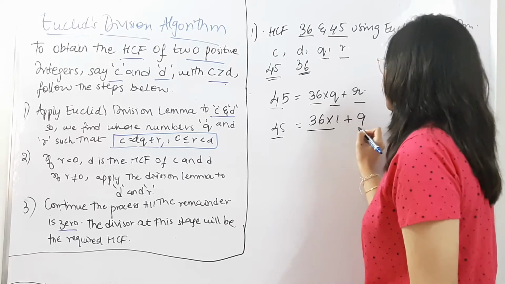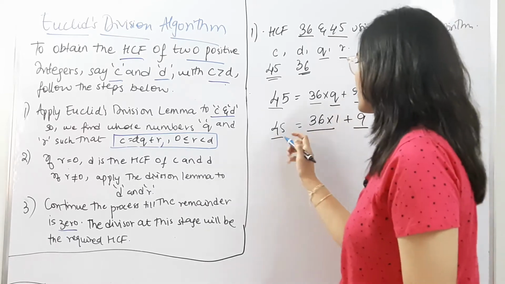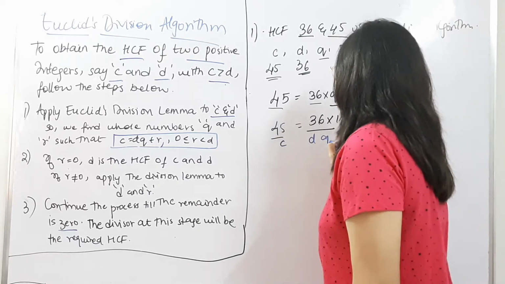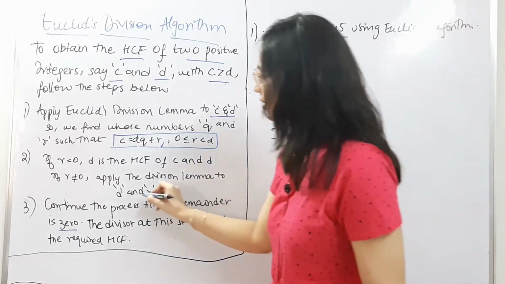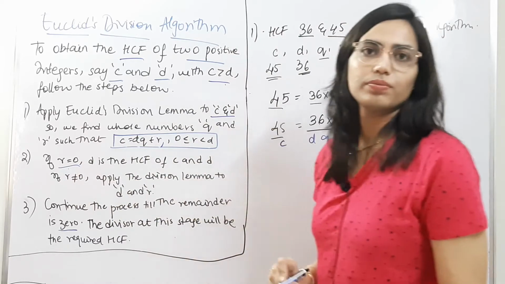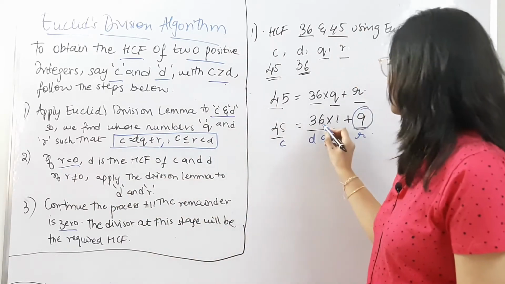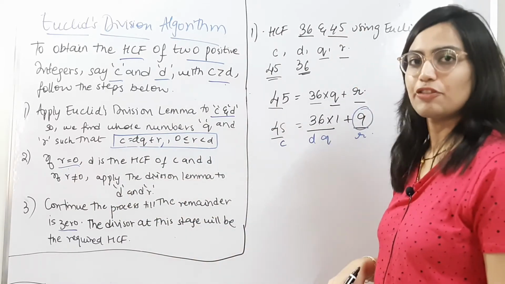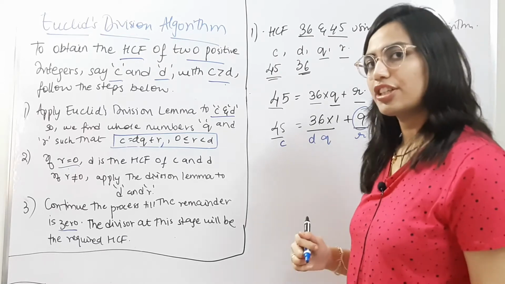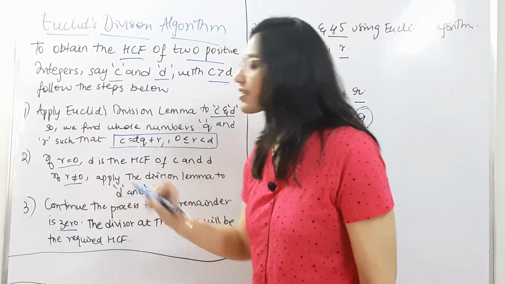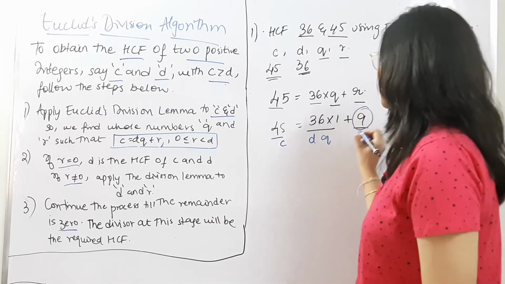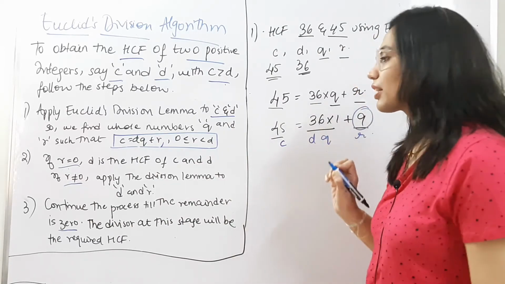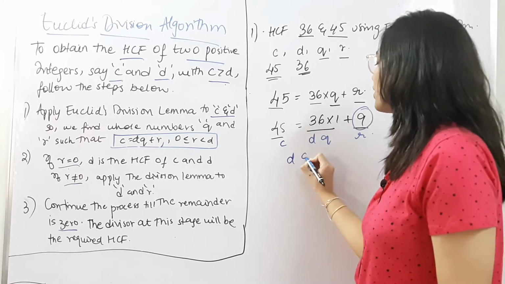This is again in the form of Euclid's division lemma, that is C is equal to dq plus R. And what is R here? It's 9. R is not 0. If R is 0, then we can conclude that 36 is our HCF, but R is 9 here. So what do we need to do? We need to go to the next condition: what happens when R is not equal to 0? Whenever R is not equal to 0, we need to apply Euclid's division lemma on D and R.